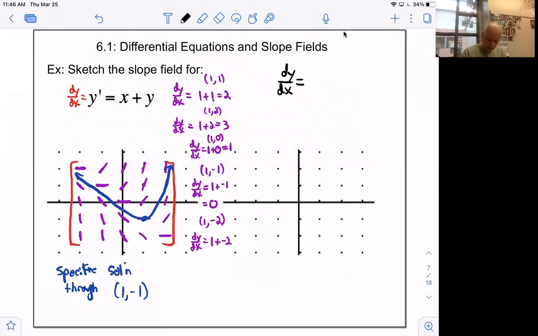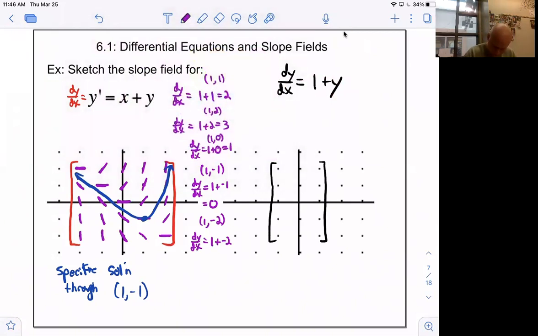So I think I will do this even smaller than before. Do that range right there. And for my differential equation, I'm going to do 1 plus y. So my first example depended on x. My second example depended on both x and y. And this example will depend on only y.